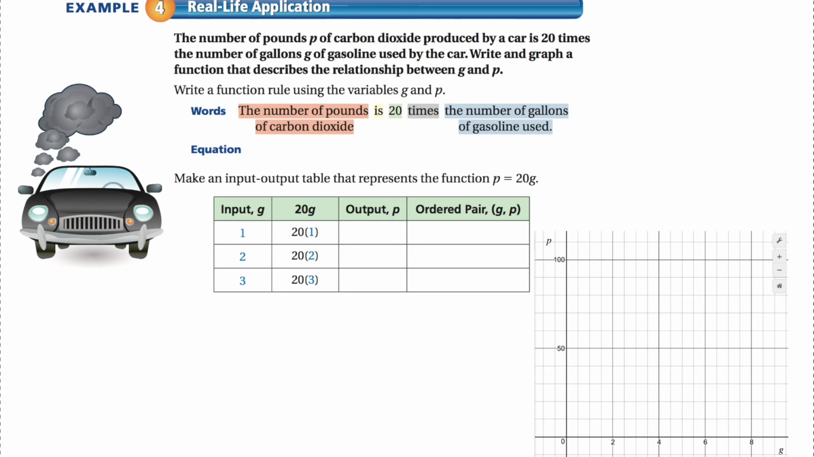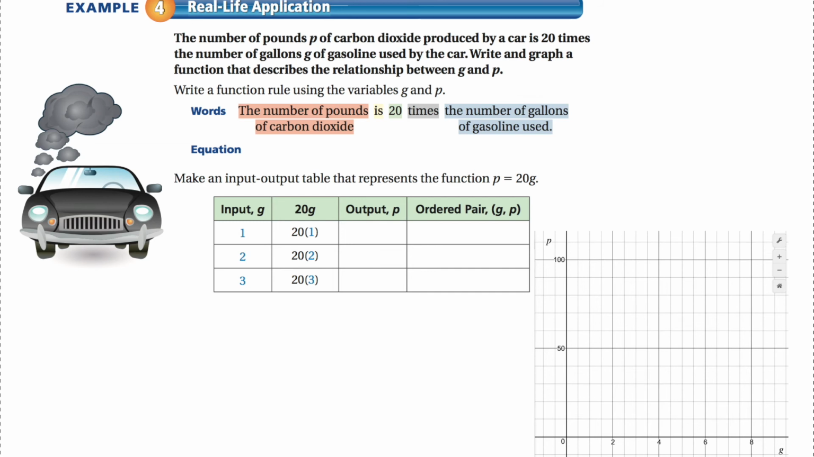And last but not least, we have example 4, which is our real-life application, which is basically what we're going to take everything we just learned and use it to solve a real-life application word problem. So our problem is the number of pounds P of carbon dioxide produced by a car is 20 times the number of gallons G of gasoline used by the car. Write and graph a function that describes the relationship between G and P.